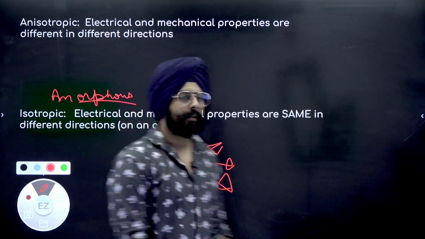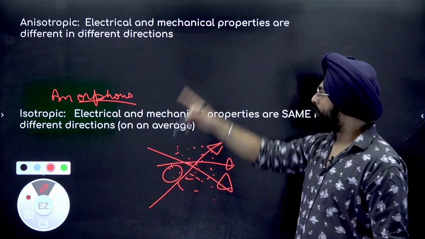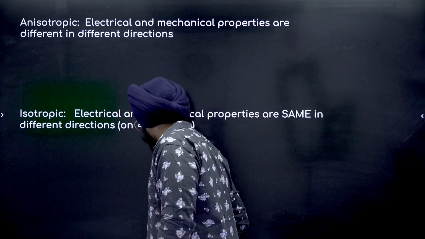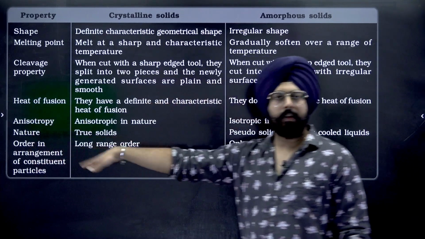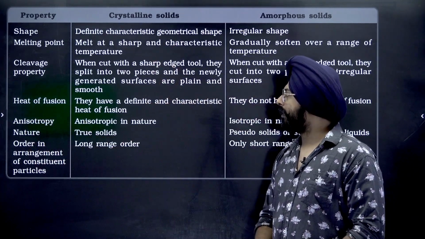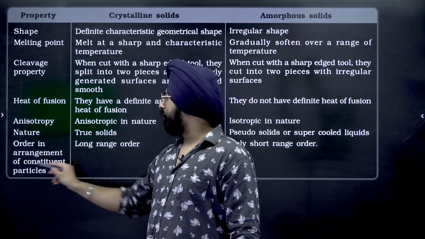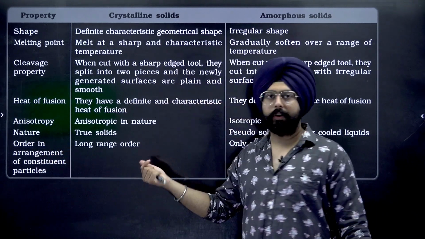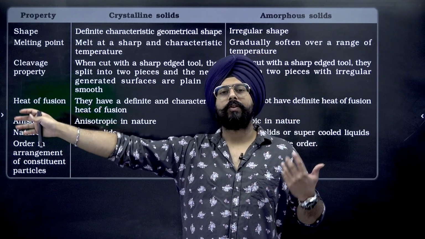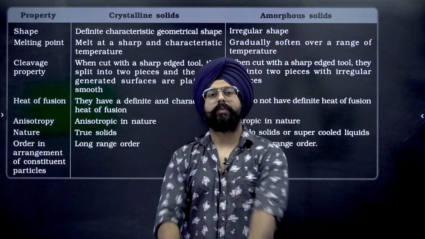Coolio. This is done. Fine. And isotropy explained. And with this, the last 2 points of our table become very, very simple. Let's come to the last point first. Order in arrangement of constituent particles, long range order. Through the long range, the ordering of your atoms is the same.